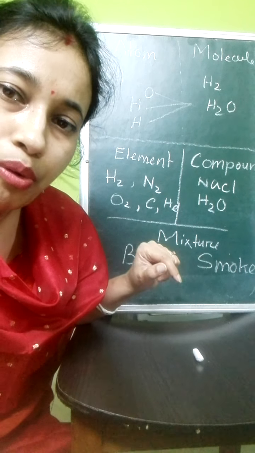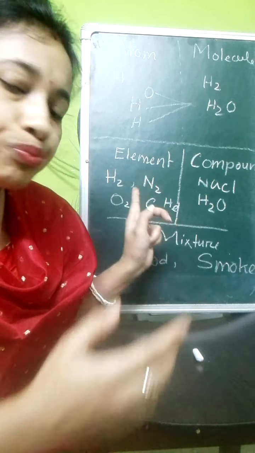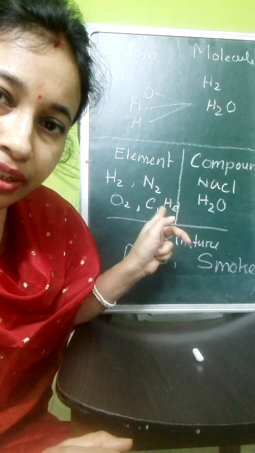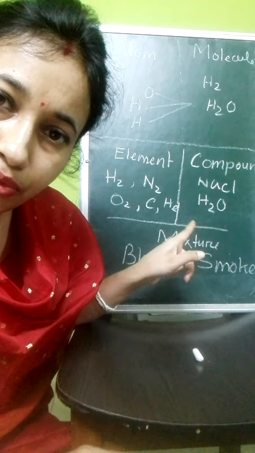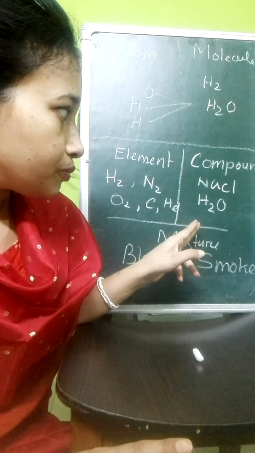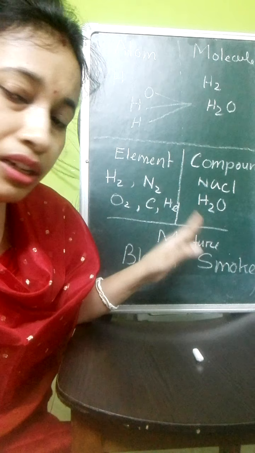So now compound is clear. What is the difference between element and compound? An element is made up of the same type of atoms. Compounds are made up of two or more types of atoms. Okay. Now, I think it's clear what is an element and what is a compound.